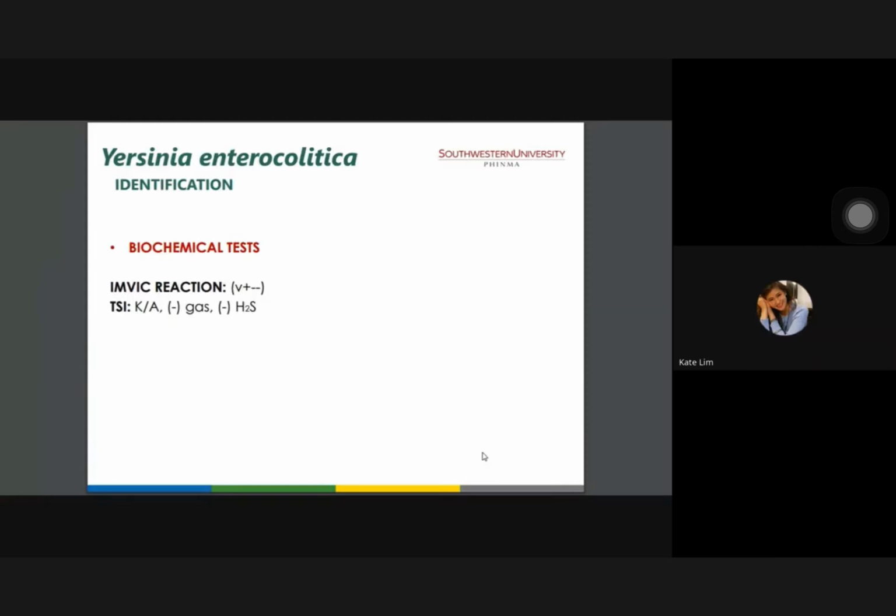So for your TSI, for your Yersinia enterocolitica, that would be K over A. That means we have an alkaline slant and an acidic butt. So meaning only glucose is fermented, with negative gas and negative hydrogen sulfide.